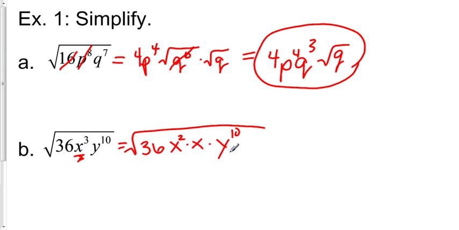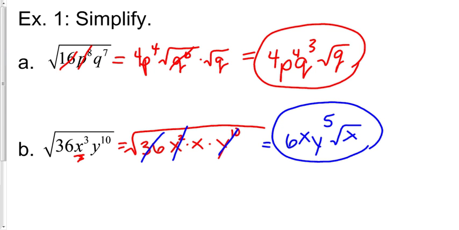Okay, now we want to simplify any radical that we can. So the square root of 36 is 6. The square root of x squared is x. The square root of y to the 10th is y to the 5th. And then what are we left with? We still have a square root of x that we could not simplify out of the radical. So here's our final answer.